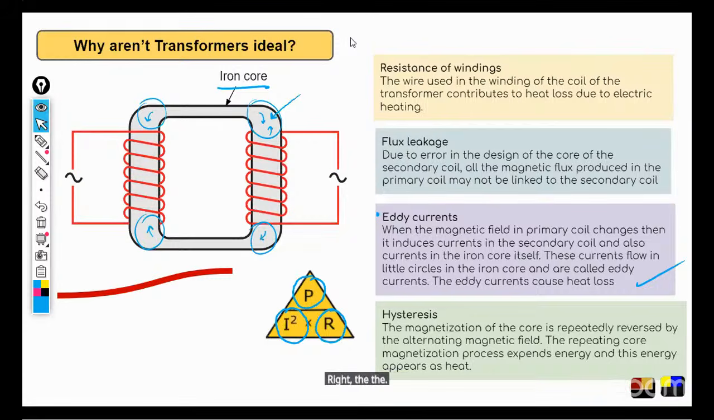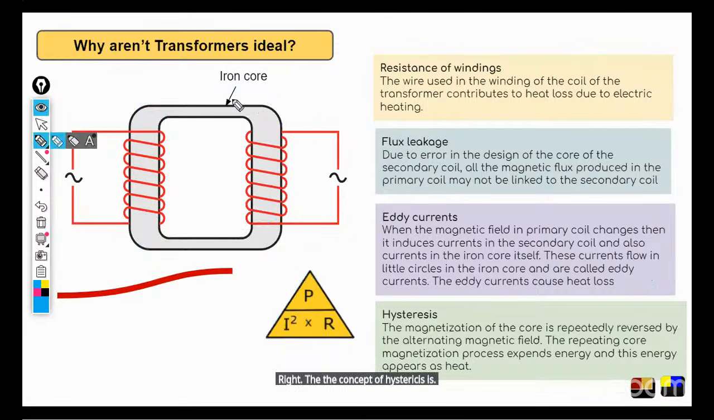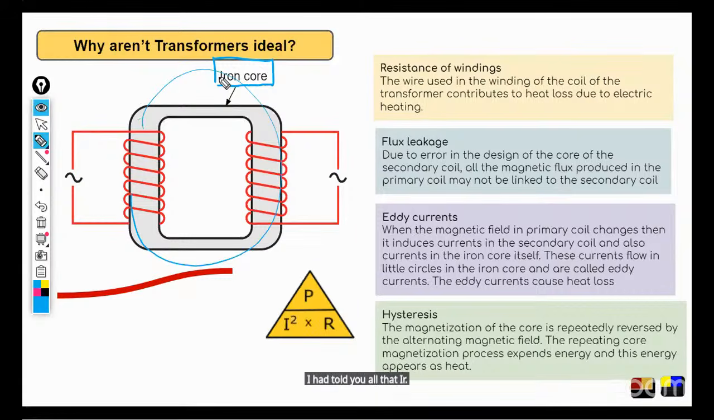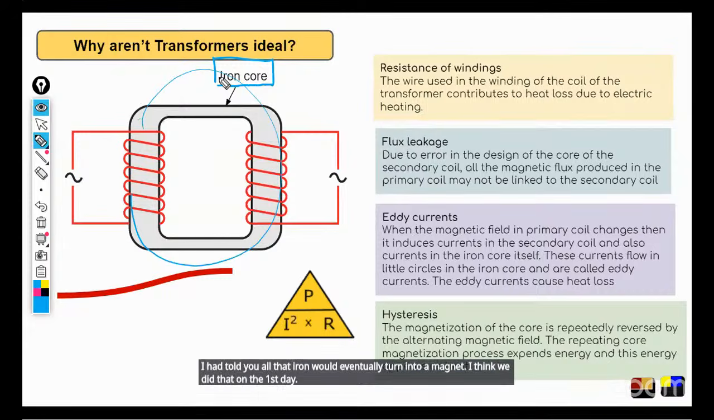The concept of hysteresis is this. If you put an iron core inside a magnetic field, won't the iron core turn into a magnet as well? Well, whenever you put iron close to a magnetic field, in this case, they're not even close to a magnetic field, it's inside a magnetic field. I had told you all that iron will eventually turn into a magnet. I think we did that on the first day of the summer classes.